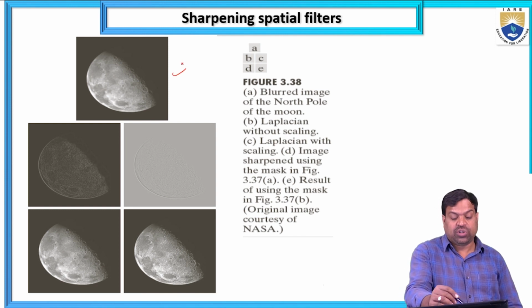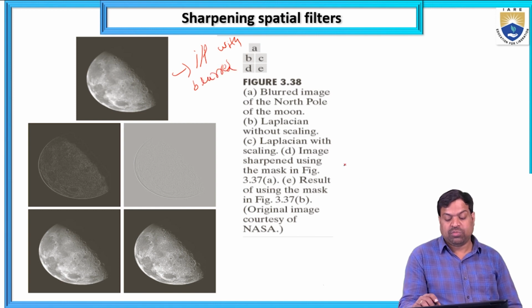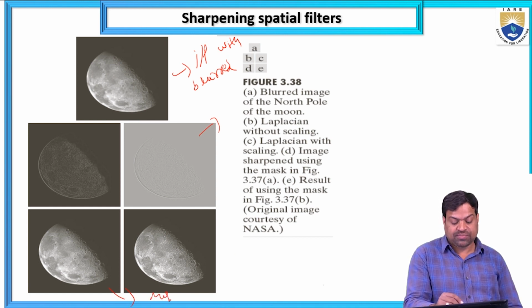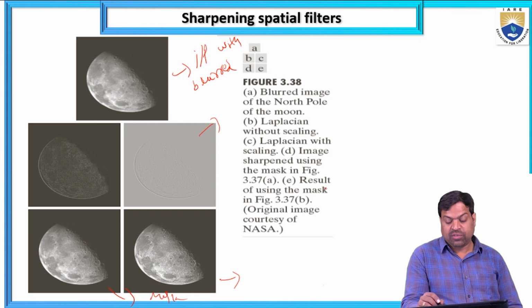Here is one sample image, one example. The first one is the blurred input. The second one is the Laplacian without scaling, image C is the scaled Laplacian, and image D is the sharpened image using the mask. And the final one is the result of using the mask.